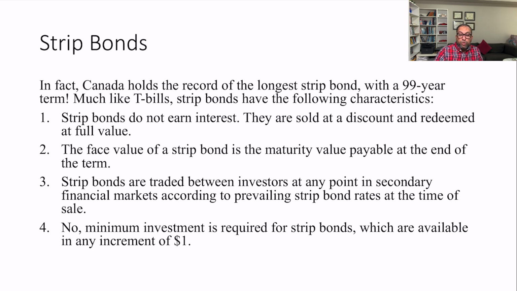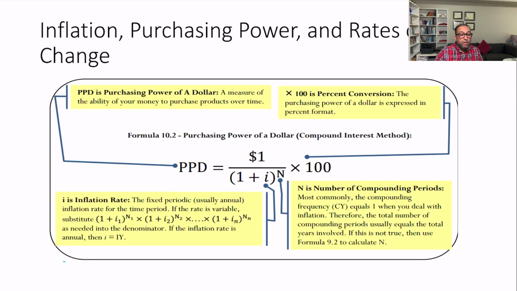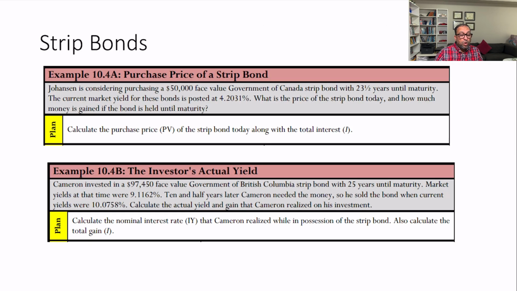They are sold at a discount and redeemed at full value at maturity. The face value of a strip bond is a maturity value payable at the end of the term. Strip bonds are traded between investors in the secondary financial market according to the prevailing strip bond rates at the time of sale. No minimum investment is required for strip bonds, which are available in any increment of $1. Now, these are examples of strip bonds.